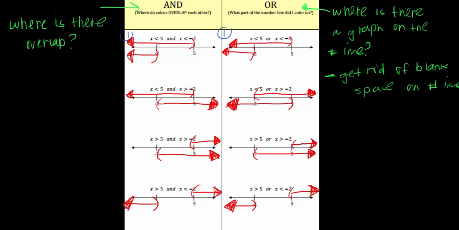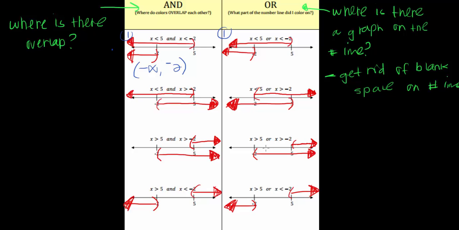So I want to look back at my first example. Remember, and is looking for overlap, and we're going to read these graphs from left to right. So if I start on the left, I have overlap from negative infinity all the way until I get to -2. And then all of a sudden, my overlap, those two graphs being on top of each other, stops at -2. So since and only cares about overlap, I have that overlap from -infinity to -2 with a parenthesis, because I have a parenthesis right here, and that would be my answer.